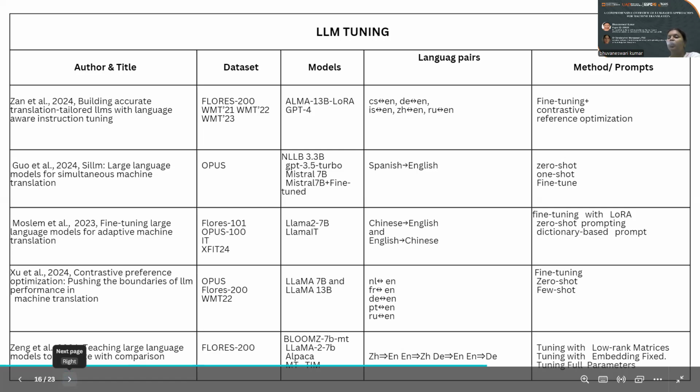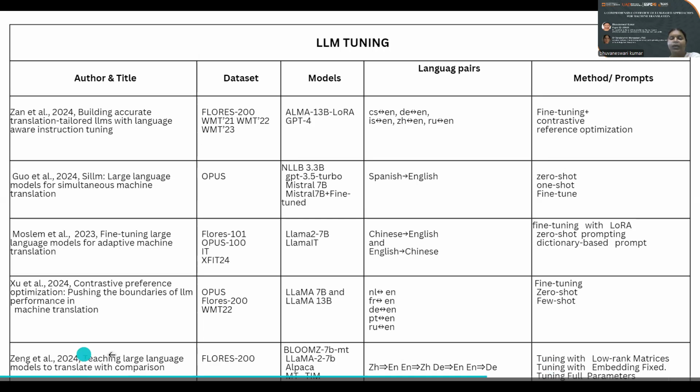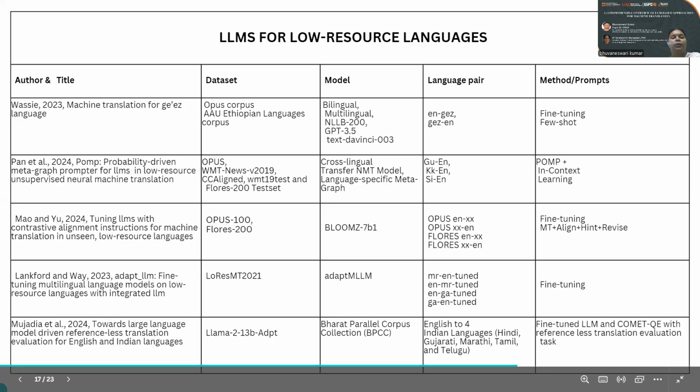So fine-tuning with contrastive preference optimization was used in the first paper that has been listed. And then in the third paper, they have used fine-tuning with LoRA, along with zero-shot and dictionary-based prompts, and then tuning with full parameters, tuning with low-rank matrices, tuning with embedded fixed. So different types of parameter tuning have been used, including tuning with full parameters.